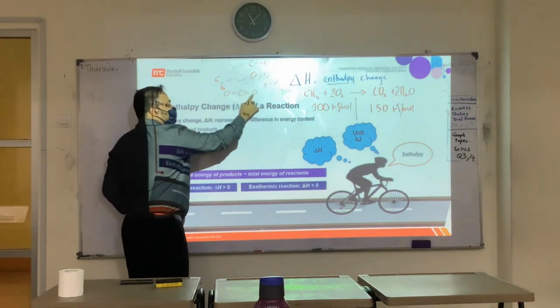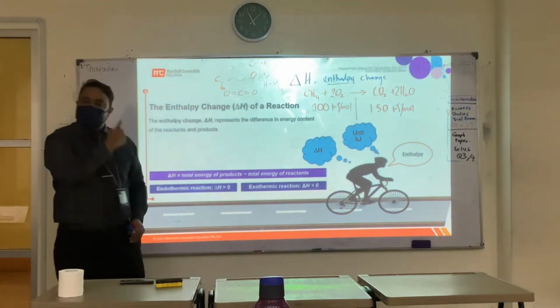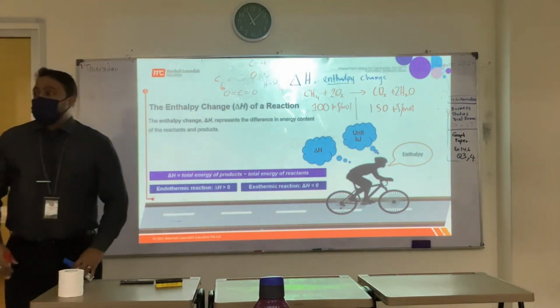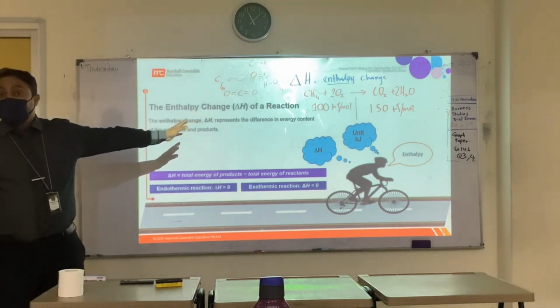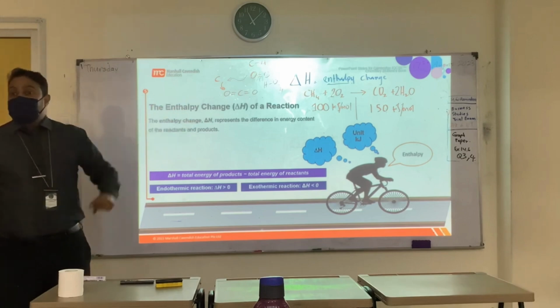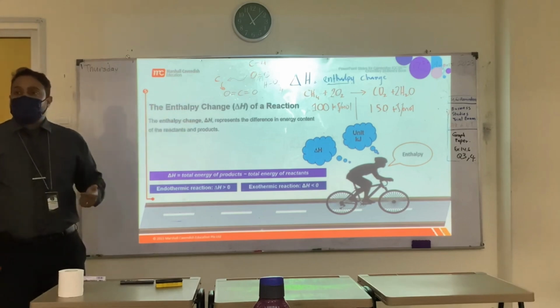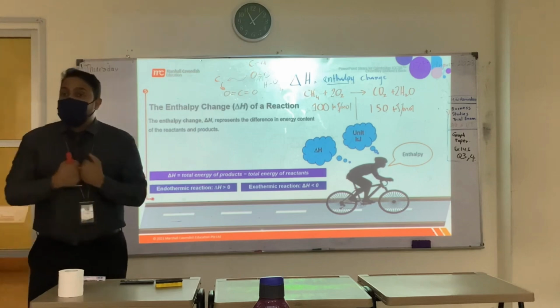C double bond O here. Do you think I need more energy or less energy to break the double bond? More energy, way more. That should be around 800 or 900 kilojoule. You know why? Two reasons. Double bond, very good. Second, oxygen is stronger, pulling the electron.